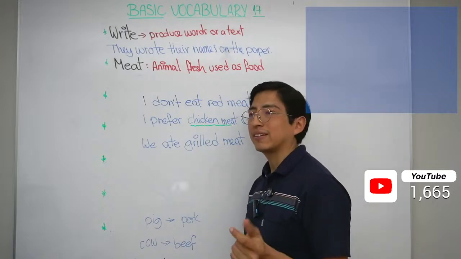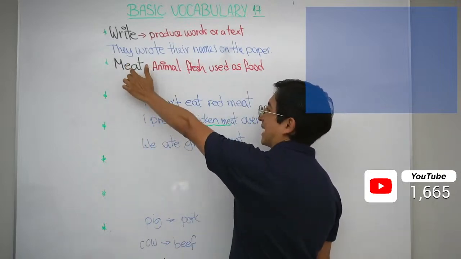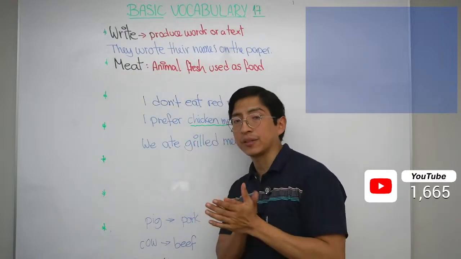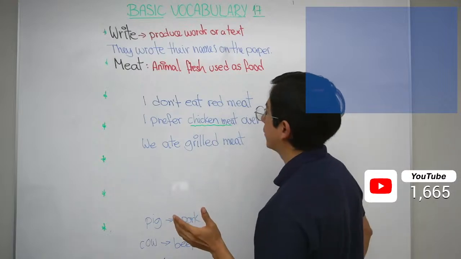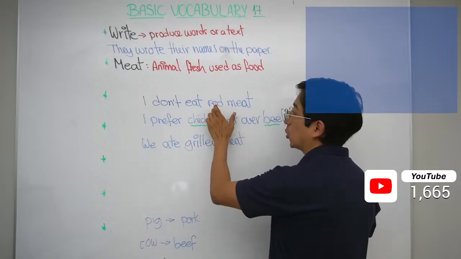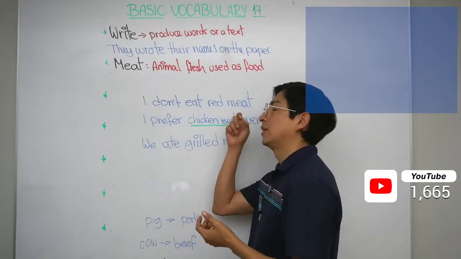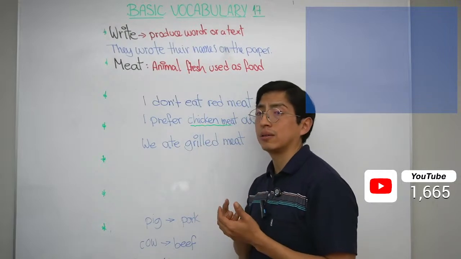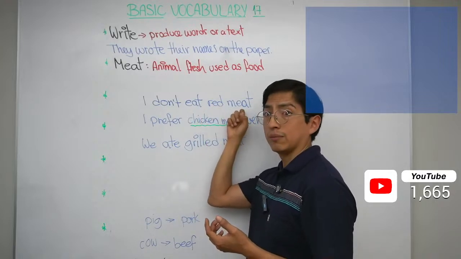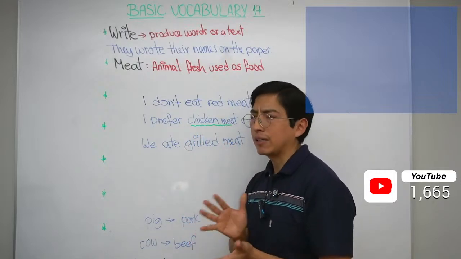Now, let's continue with the explanation in Spanish. Ok, chicos, entonces estamos hablando de carne, pero cuando tú hables de meat, estás hablando de carne en general, ¿ok? Por ejemplo, I don't eat red meat. Yo no como carne roja. Estamos hablando de ternera, de cerdo, todo lo que sea carne roja.